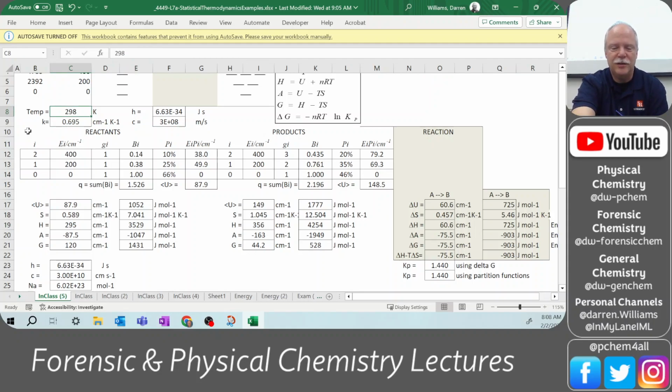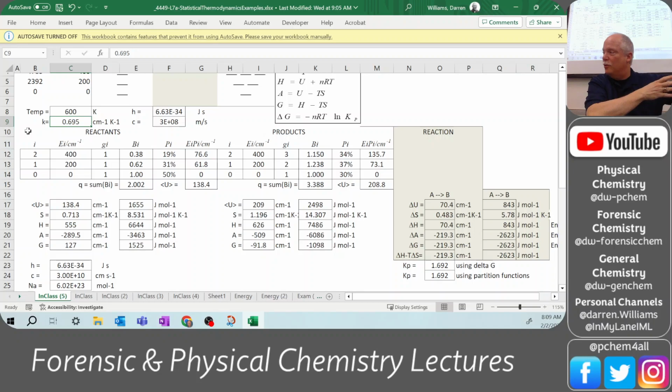Let's go, give me a temperature. 600. Okay, let's go up. Let's see what we get. Wow, negative 218 is our delta G. So we got more spontaneous, and our equilibrium constant got bigger, 1.6. So again, more temperature drives up that entropic effect, which drives it forward because there's more entropy going forward.